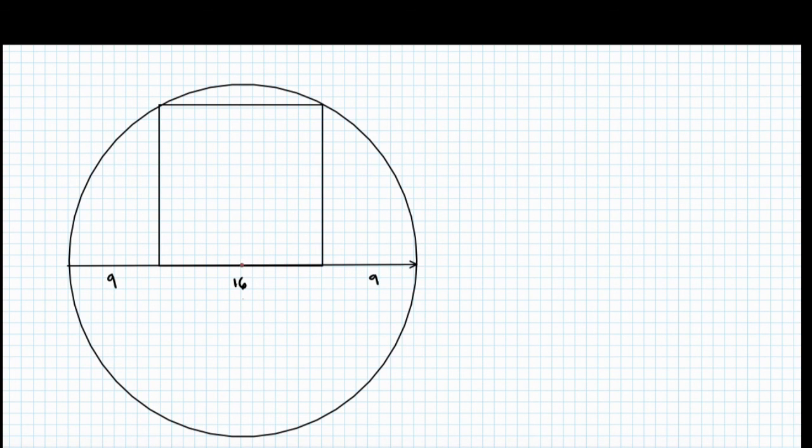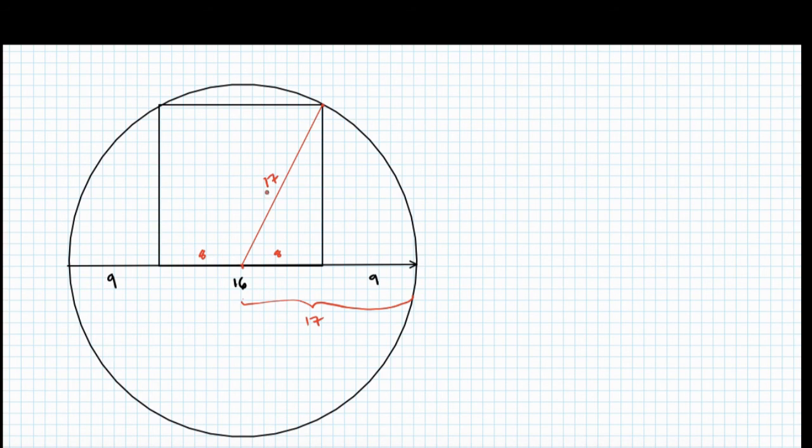We know that we can split off this given side length into 8 and 8. So if we add up 8 and 9, we get the radius, which will be equal to 17. Now, since this point over here is also a point on the circle, if we draw a line from the midpoint over here to the corner of the square, we know that this has to also equal 17, because that's the radius.